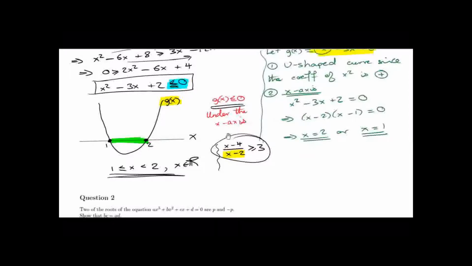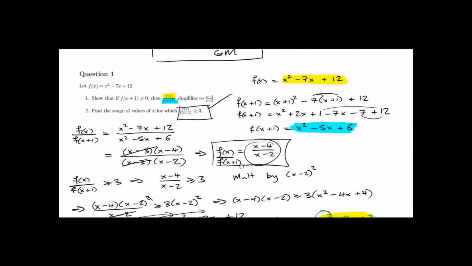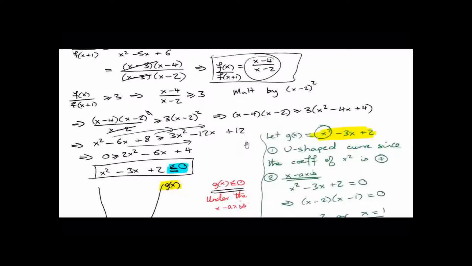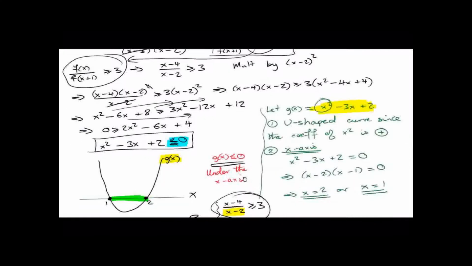Okay, so again, just a quick run through the question. All I did at the beginning was I found out what f of x plus 1 was, and I subbed in f of x on top and f of x plus 1 on the bottom here, factorized and solved. So when we got to here, we were left with just x minus 4 over x minus 2. Then all we did was we solved f of x over f of x plus 1 is greater than or equal to 3. So we put this in instead of f of x over f of x plus 1. And from then on, we just multiplied by the square of the bottom line and simplified as much as we possibly could.